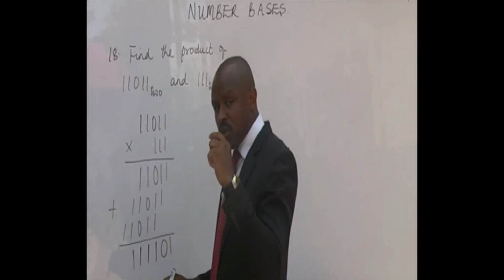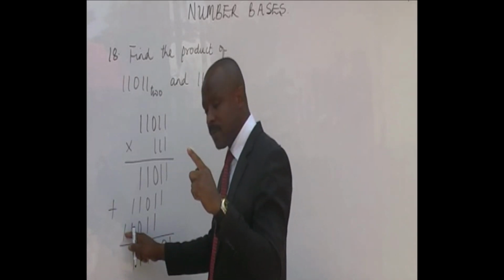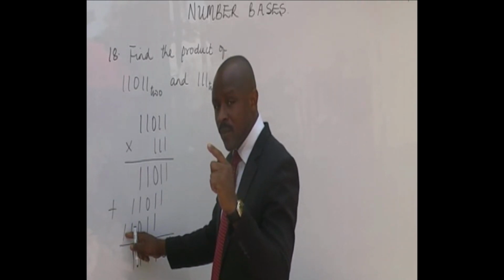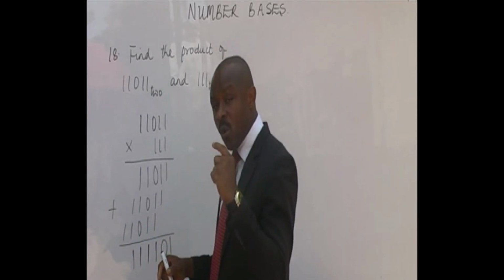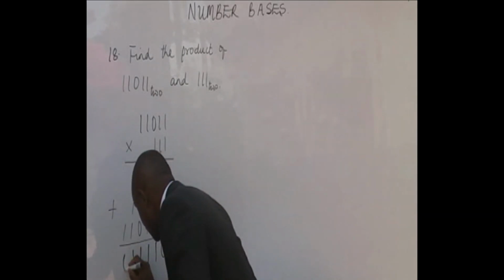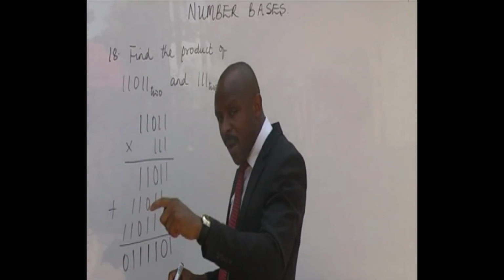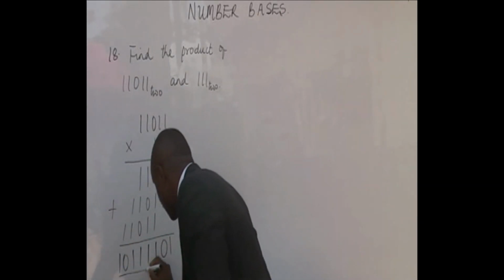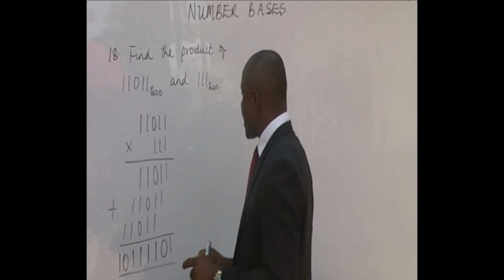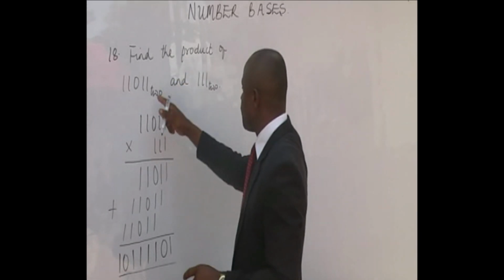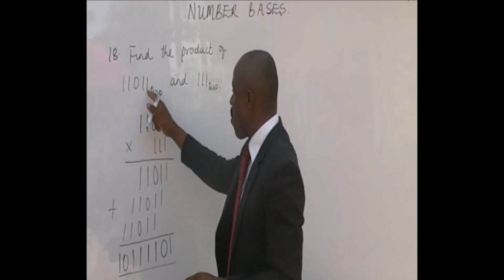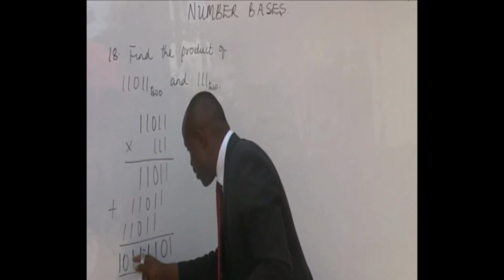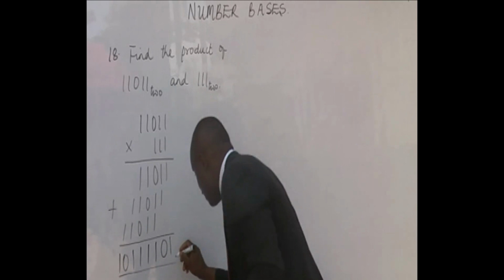That 1 piece of 2 removed is 1. Add it to this to give you 2. You don't write down the 2. You are dealing on base 2. Remove 2 from 2. What is remaining? Nothing. Write nothing. That 1 piece of 2 removed is 1. Now write it down. That means the product of 11011 base 2 and 111 base 2 is 10111101 base 2.